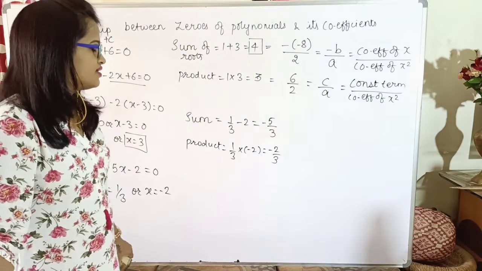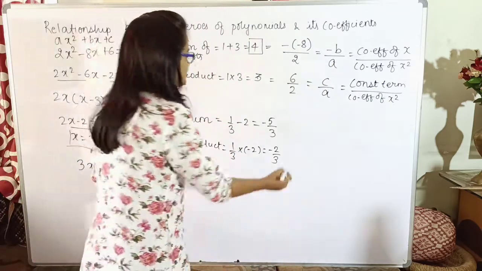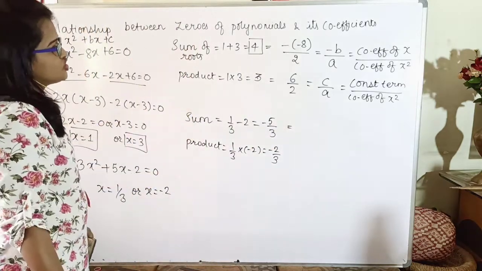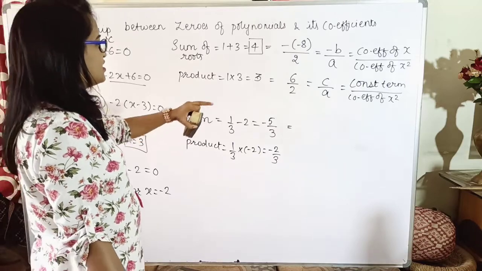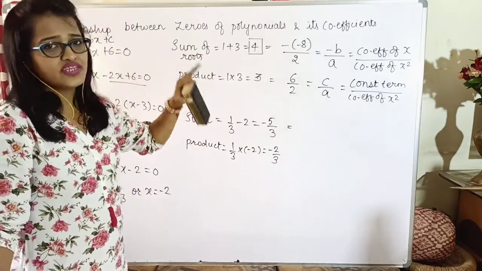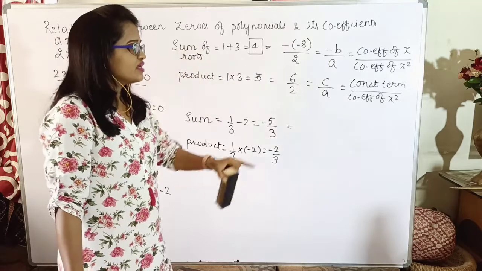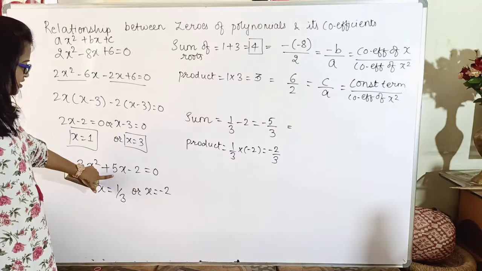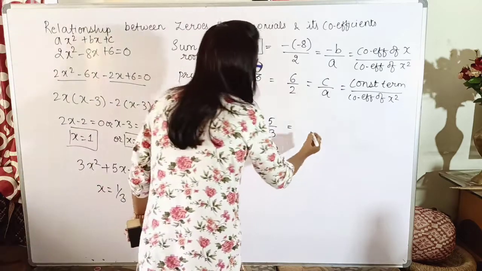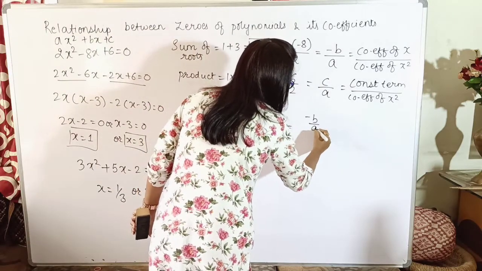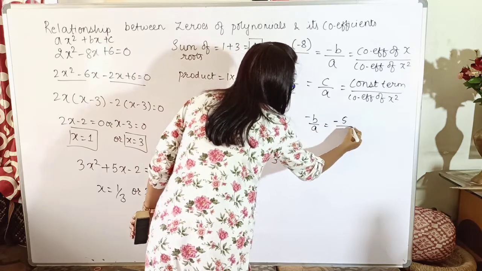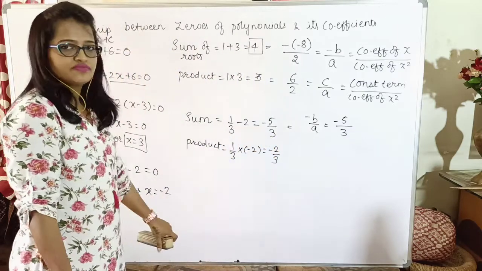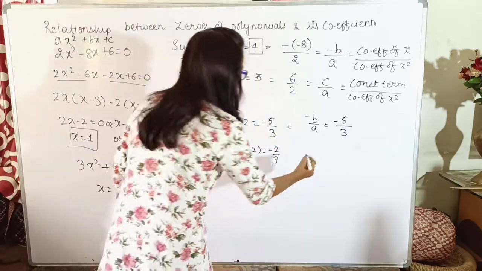Now, instead of checking it like this, let us directly check what they are saying. Instead of remembering coefficient of x and x square, it is very easy to remember directly that the sum should be minus b by a. What is the value of b here? 5. So the value of minus b by a will be minus 5 by, what is the value of a? 3. Isn't it the same one? Yes. Similarly, the next one is c by a.